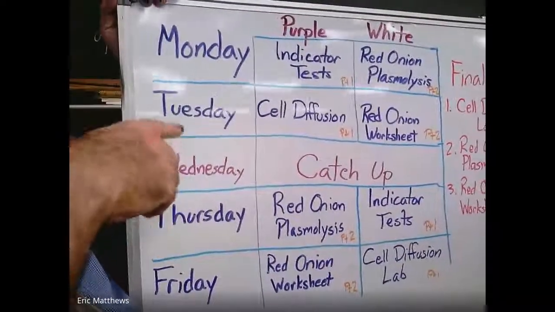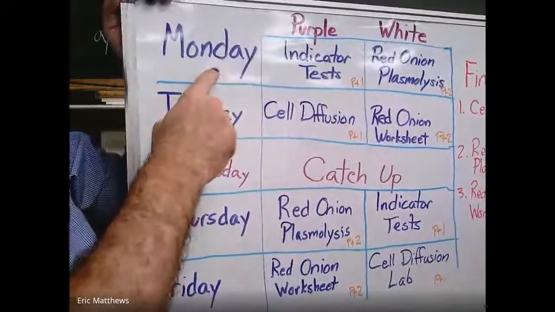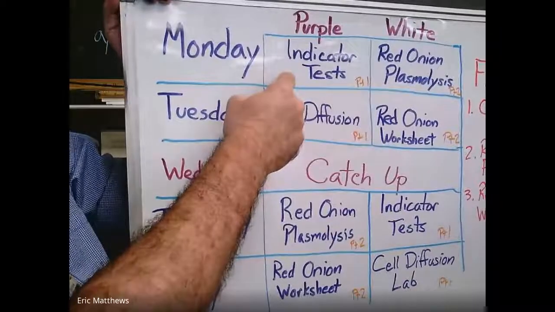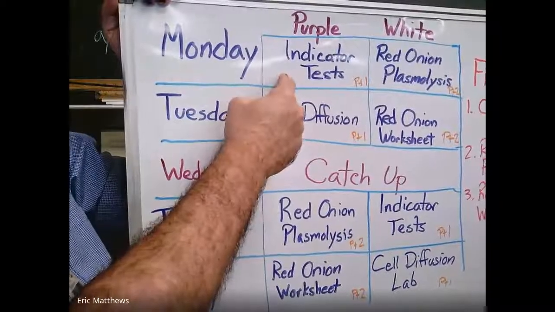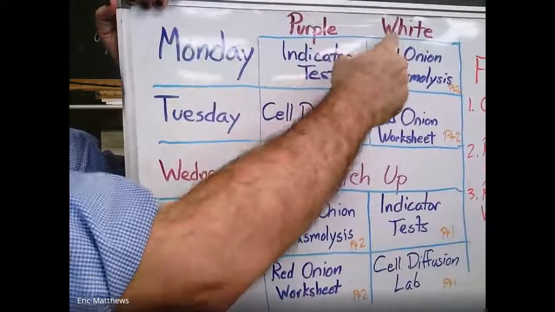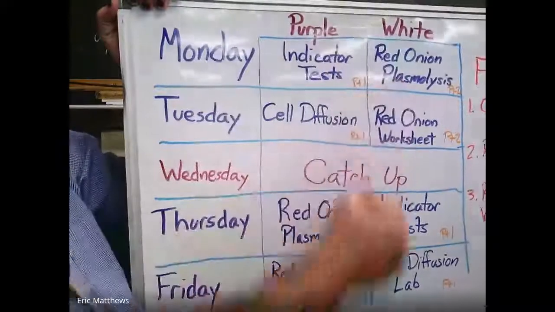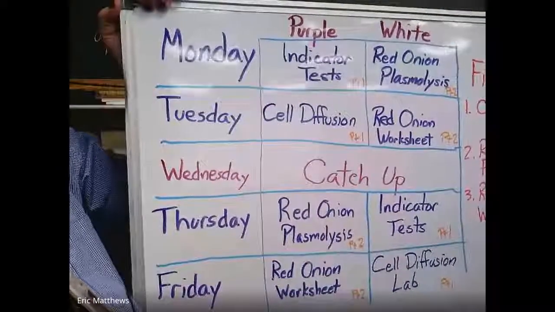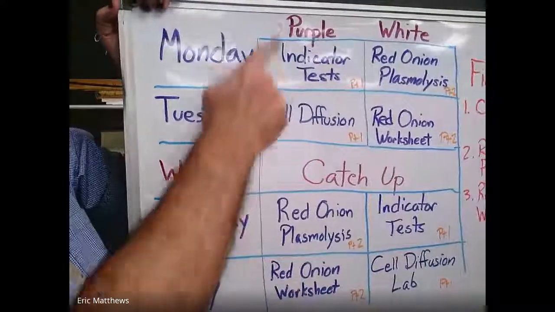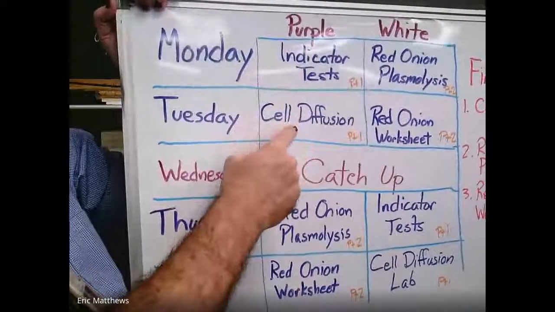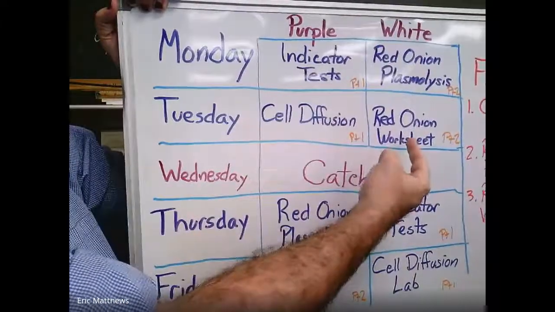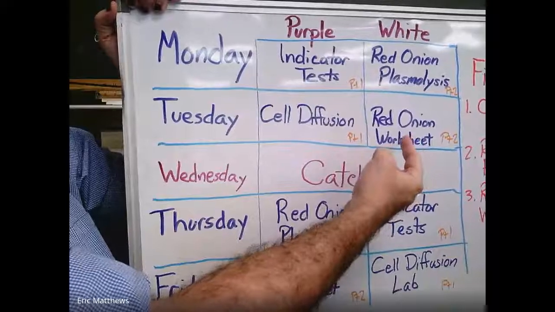So Monday, today, my Purple Day lab folks will be doing the indicator tests because we're only going to have 1 bell. Monday, today, the White Day lab folks will be doing the red onion plasmolysis, which is the separate lab that I was just showing you. Tuesday, Purple Day lab people will move on to the main part of the lab, the cell diffusion. Meanwhile, our White Day lab people will work on those Regents review questions.